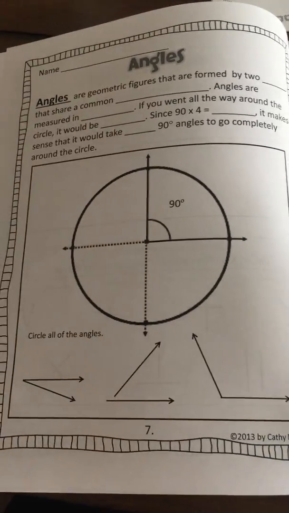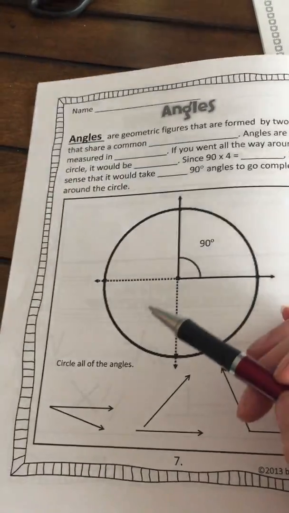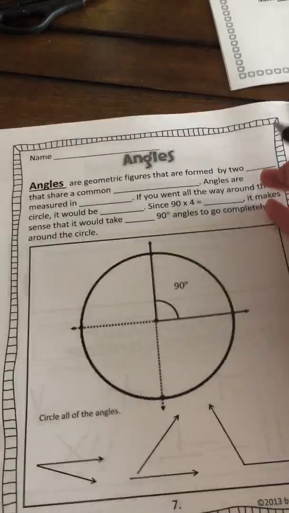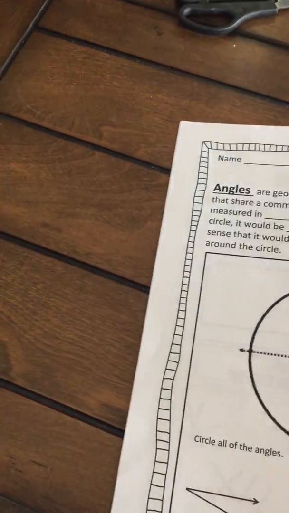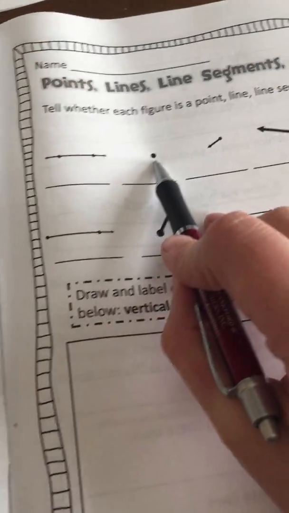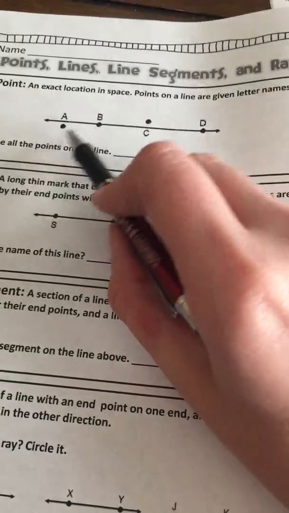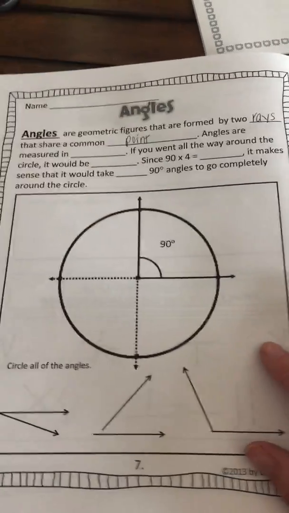You might have already done this page, but I just want to go over really quickly what an angle is. So remember that an angle is two rays. It's formed by two rays that share a common point. And if you don't remember what a point is, you're going to look back here in the beginning, and this would be a great example of a point. These are all points. Those dots are all points. So they come together to make two rays share one point. And I'll show you what that looks like in just a moment.